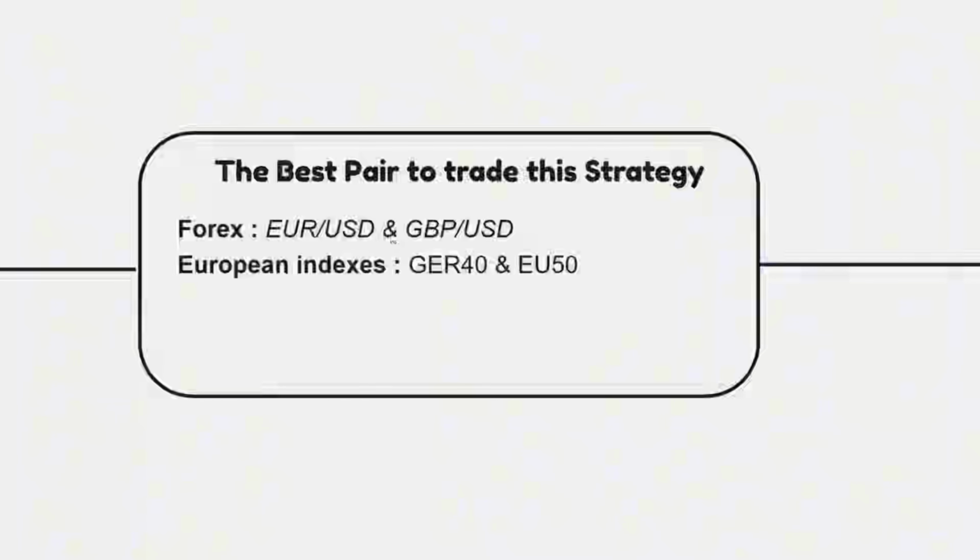And the best pairs to trade the strategy. If you love trading forex, you can trade the strategy on EUR/USD or GBP/USD. Or you can try to trade the strategy on European indexes, Germany 40 or Euro 50. You can test trading on all these pairs and then analyze which pair is easier for you personally. I advise you to choose only one or two assets.